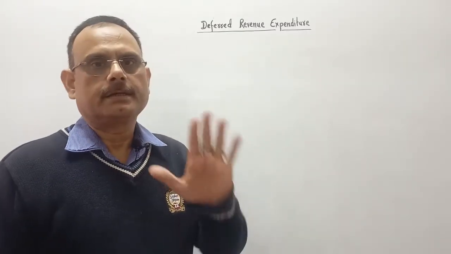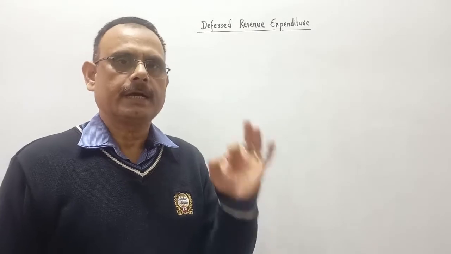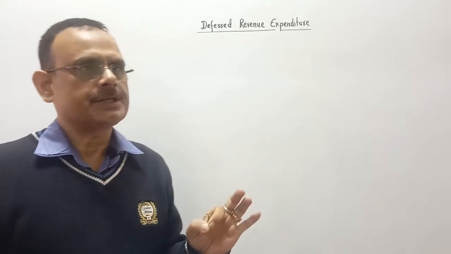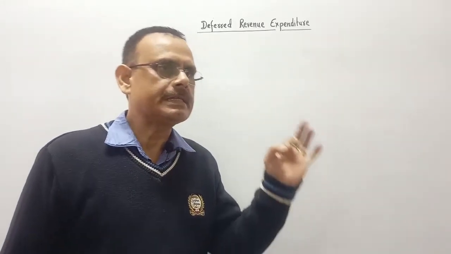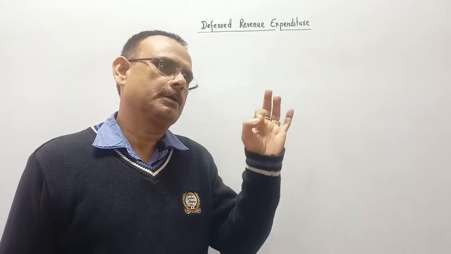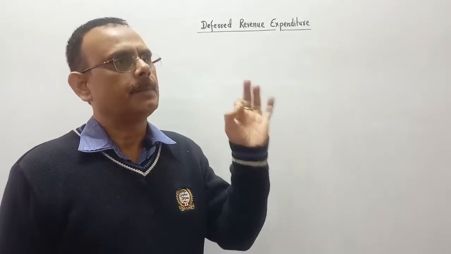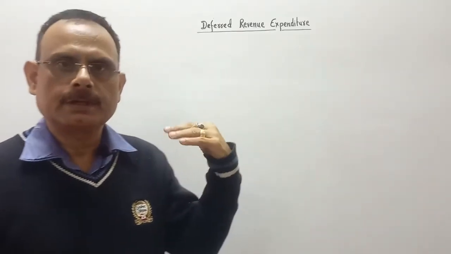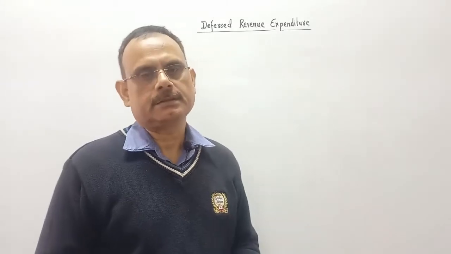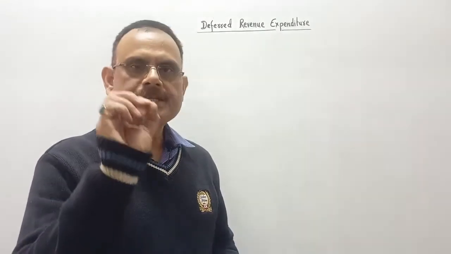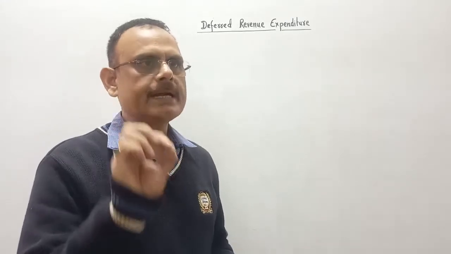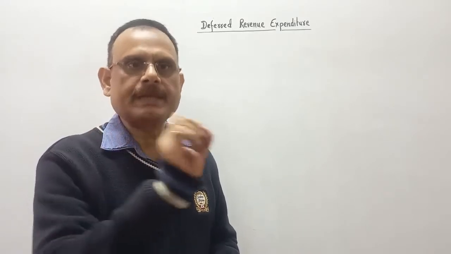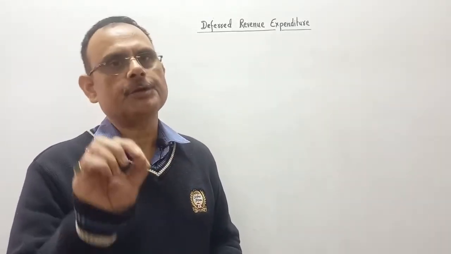Now see the next adjustment, deferred revenue expenditure. There are certain revenue expenditures whose benefit is derived by the business not for 1 year only but for more than 1 year. It lasts maybe for 3 years, or 5 years, or 7 years. So expenditure is done, but if the benefit of that expenditure is availed by the business for more than 1 year, then that expenditure is called deferred revenue expenditure.